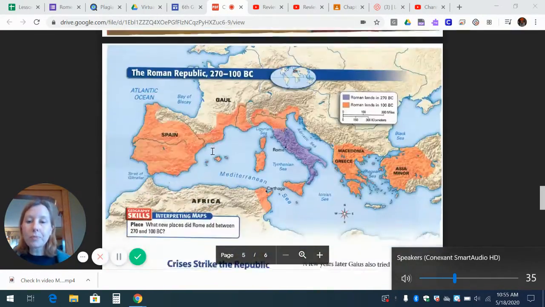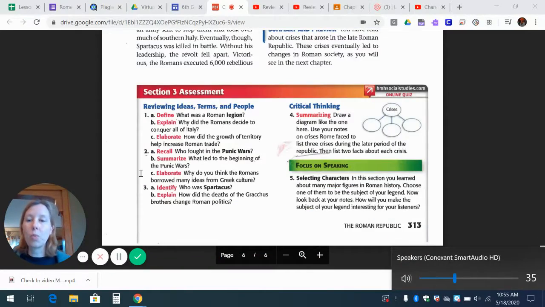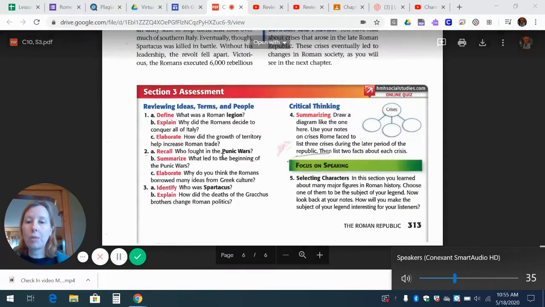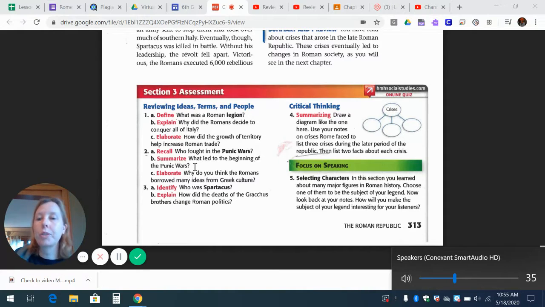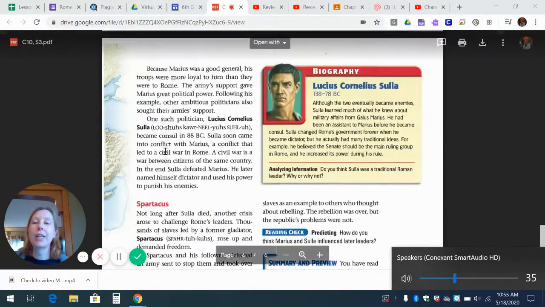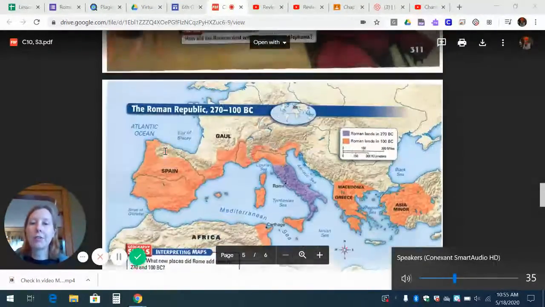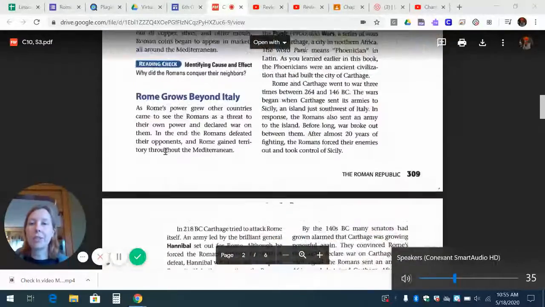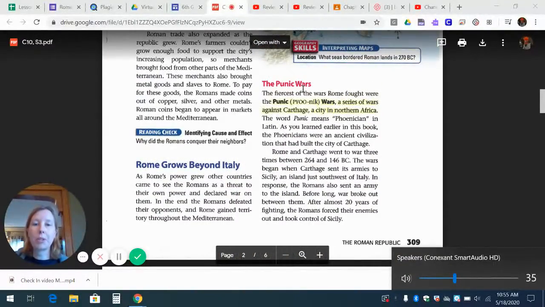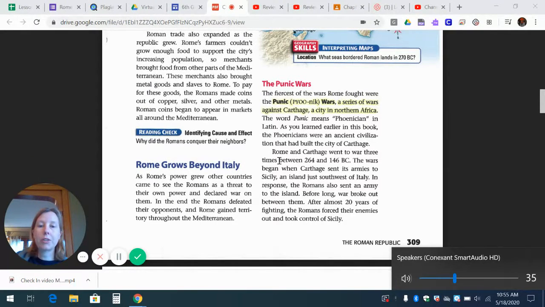Question 2 is about the Punic War. So question 2 is all about the Punic War, and my answers are going to be in the section about the Punic War. The first one is recall who fought the Punic Wars. Recall means that the answer is right in the text. I just have to go back and look. So I'm going to go back to the beginning of where it talks about the Punic Wars. Here it says Rome and Carthage went to war 3 times. So who were the people fighting in the Punic Wars? The answer to question 2A is Rome and Carthage.